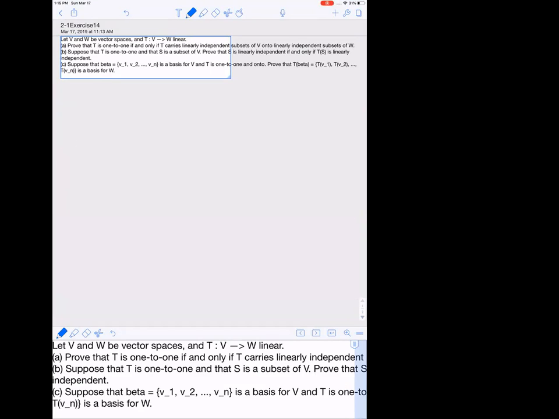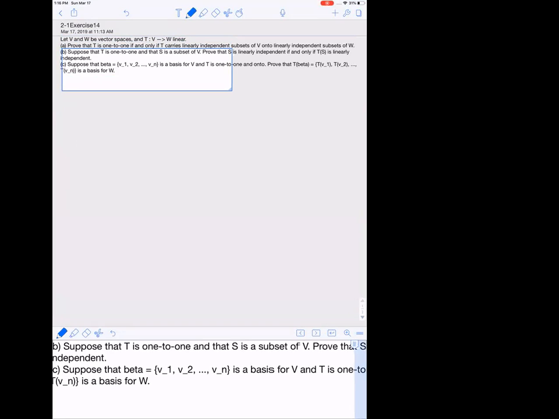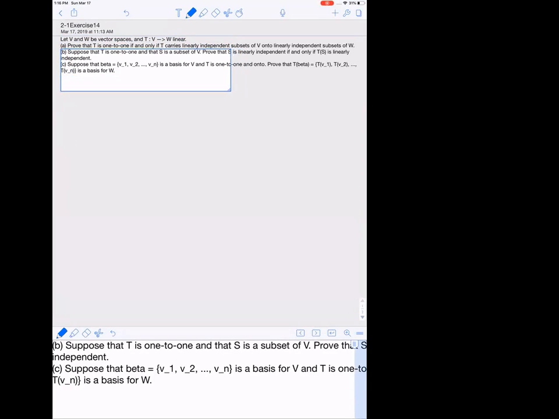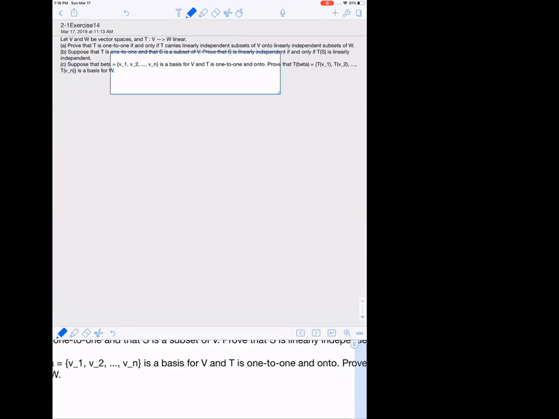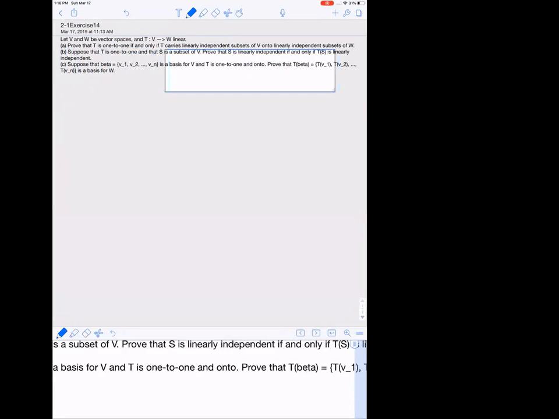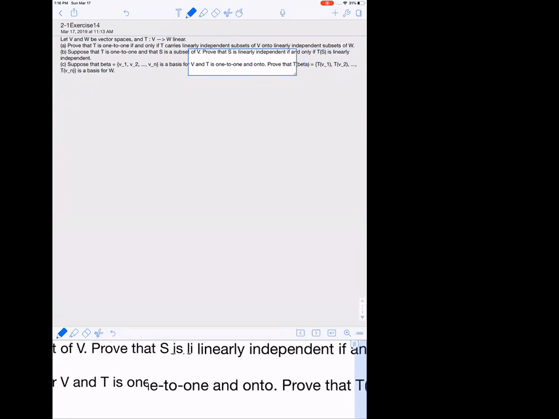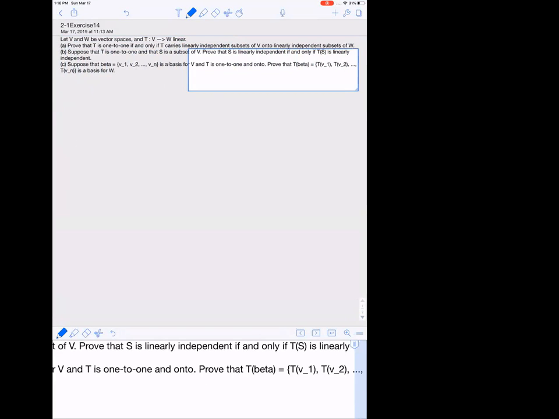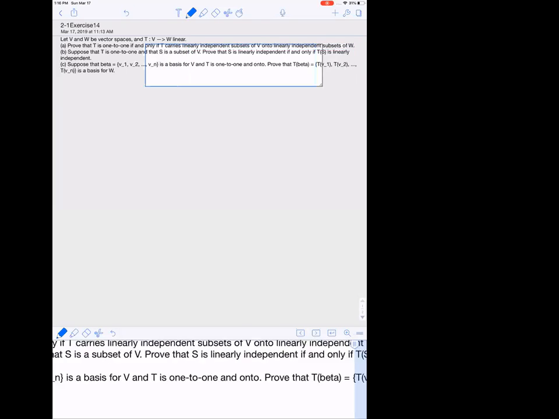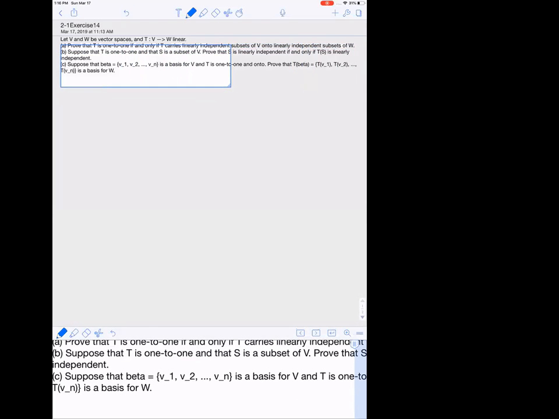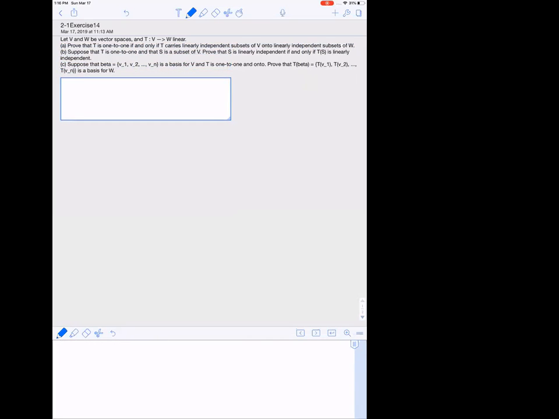Namely, if V and W are vector spaces and T is a linear transformation, then part C says suppose that beta is a basis for V. We'll call beta the vectors V1 through Vn. And we're also going to suppose that T is 1-to-1 and onto. Then we're going to prove that T of beta is a basis for W, namely that the set consisting of T of V1, T of V2, through T of Vn, T of each of these vectors from beta, is a basis for W. So let's get started.